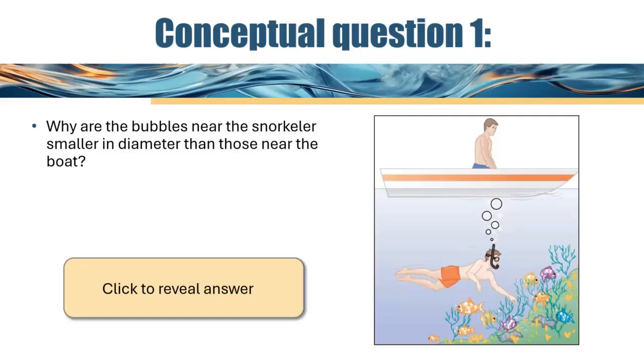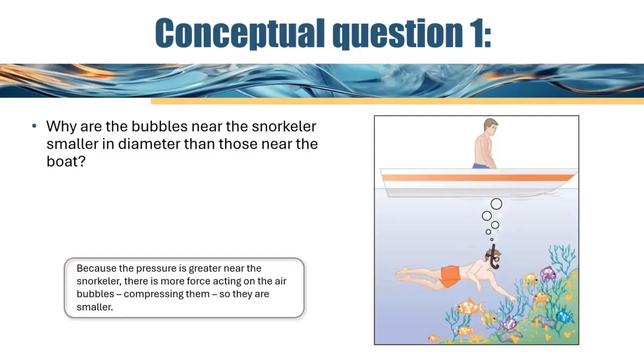Let's look at 3 common conceptual questions. Question 1. Why are the bubbles near the snorkeler smaller in diameter than those near the boat? So we have an image over here, this guy snorkeling, and you can see the bubbles coming out of his snorkel are smaller by the snorkeler, and then they are larger by the boat. So pause the video and discuss this with your neighbor, and then I'll click to reveal the answer. So yes, because the pressure is greater near the snorkeler, there's more force acting on the air bubbles, compressing them, so they are going to be smaller than the air bubbles near the boat.